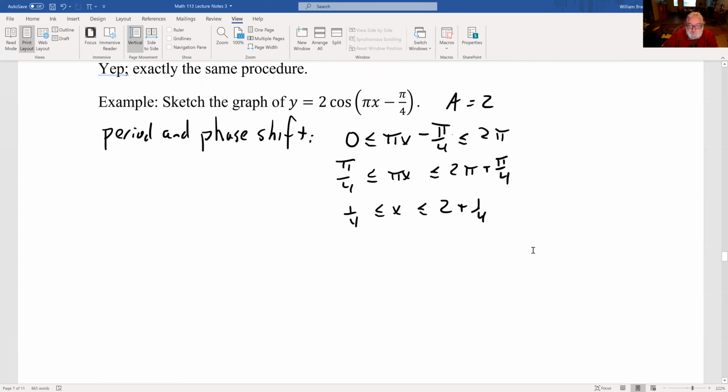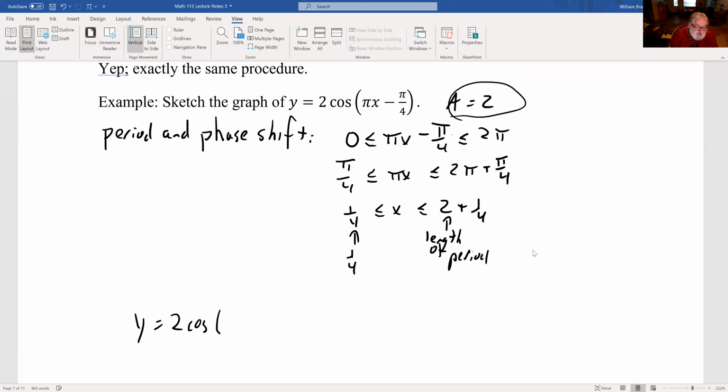So the length of the period is 2, and we start at 1/4. So what's our graph going to, oh, amplitude is 2, keep that in mind. So this is y equals 2 cosine of pi x minus pi over 4.